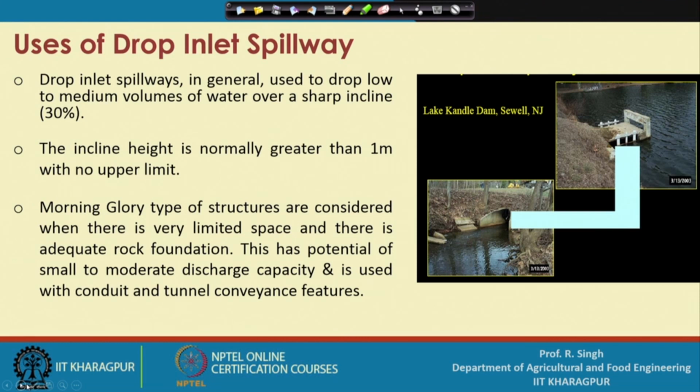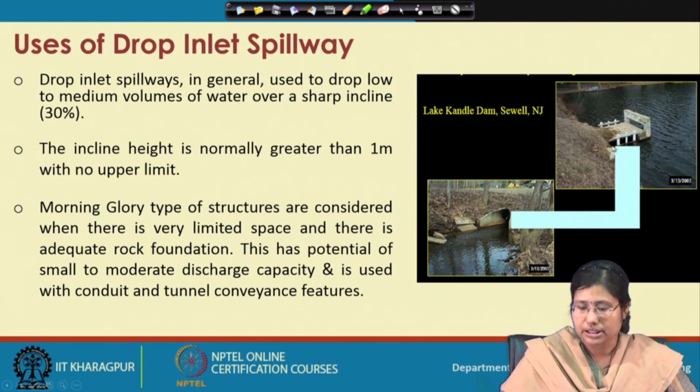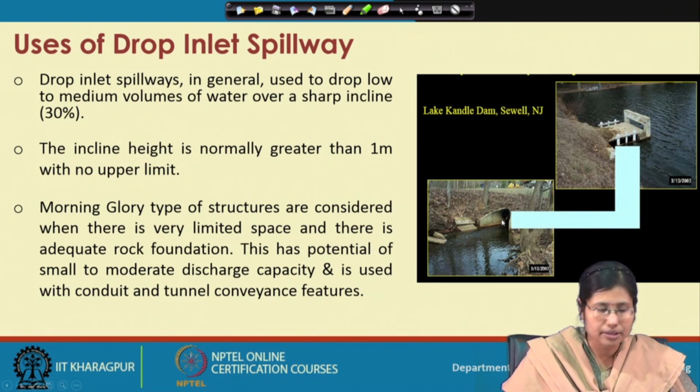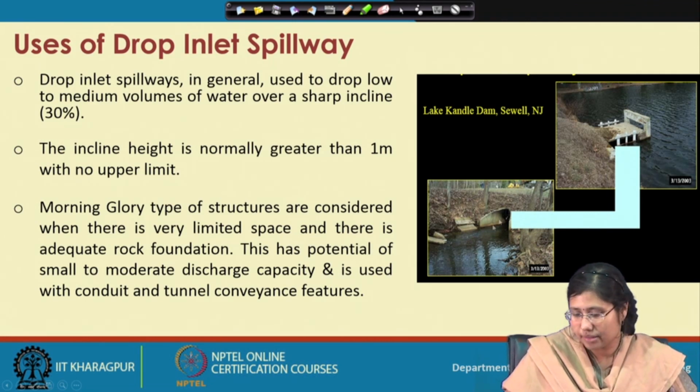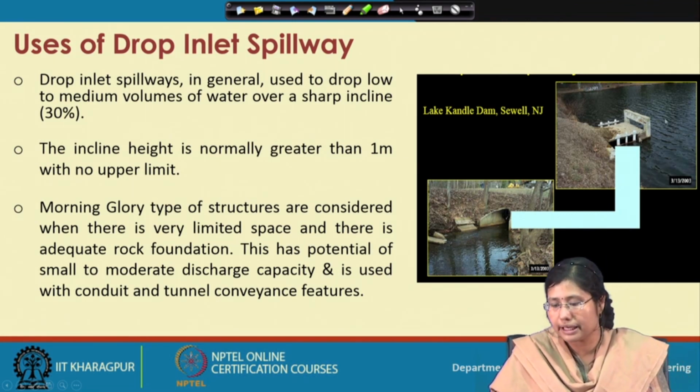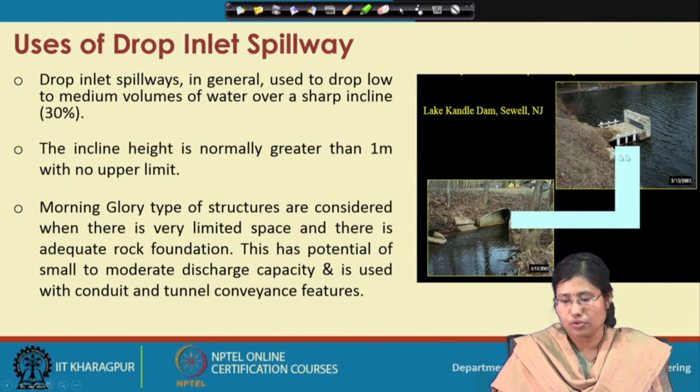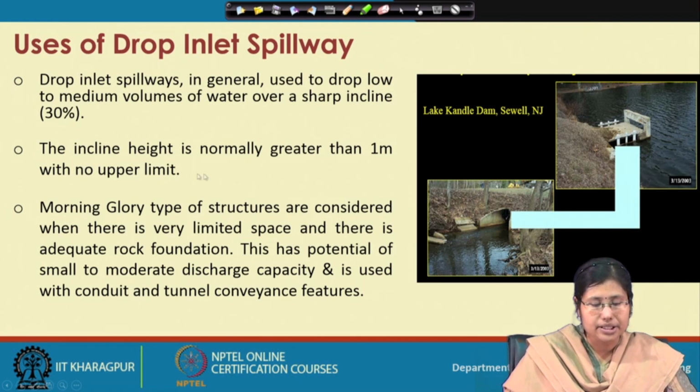What are the basic uses of this spillway structure? In general, these are used to drop low to medium volumes of water over a sharp incline structure. You can see here a drop inlet spillway structure designed over the Lake Candle Dam in New Jersey. This is a drop of medium volume of water, shown in the cross sectional front view, and this is the plan or the exit view of this structure. And the incline height is normally greater than 1 meter with no upper limit.